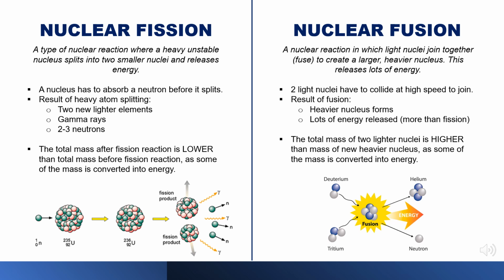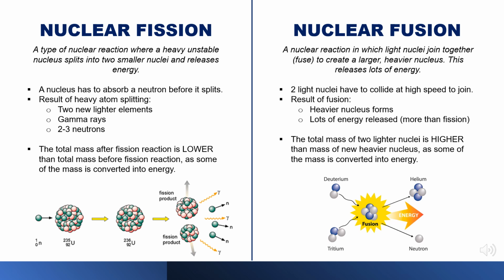The total mass after the fission reaction is lower than the total mass before the fission reaction, since some of this mass is converted into energy. And this energy is transferred to the kinetic energy stores of the products, or some of it is carried away by the gamma rays. The energy which is released in this nuclear fission reaction has many uses. For example, it can be used to heat water and even make steam to turn turbines and generators and produce electricity.